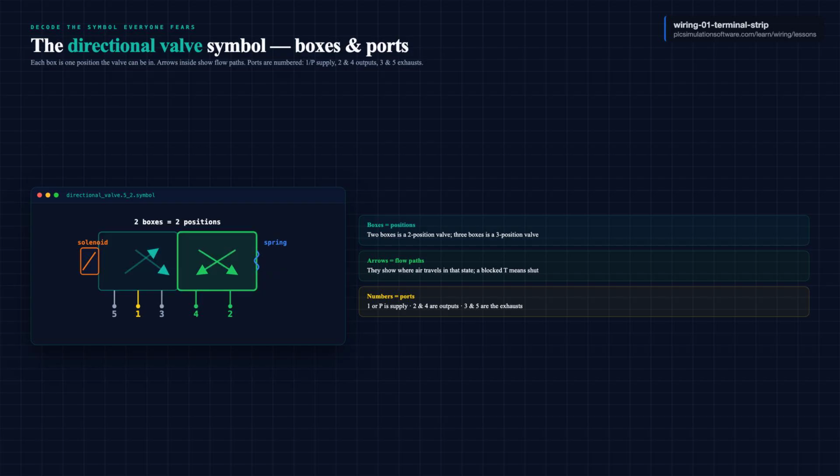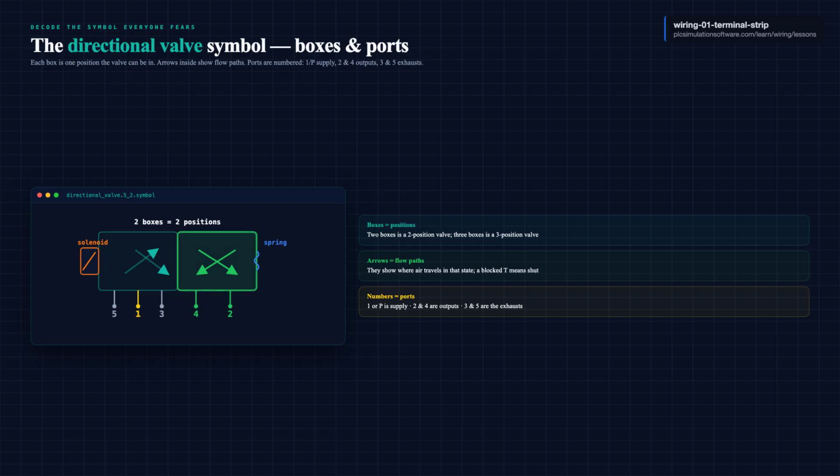The arrows and lines show the flow paths. They tell you where air can travel when the valve sits in that state. An arrow means air flows that way. A blocked line, a little t, means that path is shut. Then the ports. The connections are labeled with numbers around the valve. Port 1, sometimes marked P, is your supply. Ports 2 and 4 are the outputs that go to the actuator. Ports 3 and 5 are the exhausts, where air vents out. Learn those 4 things and the box stops being alien.